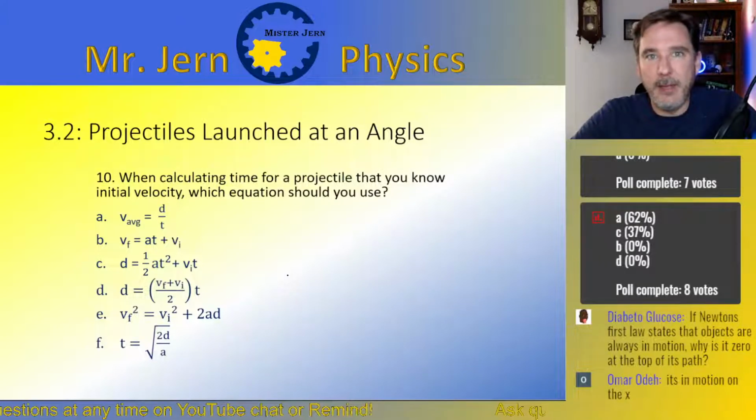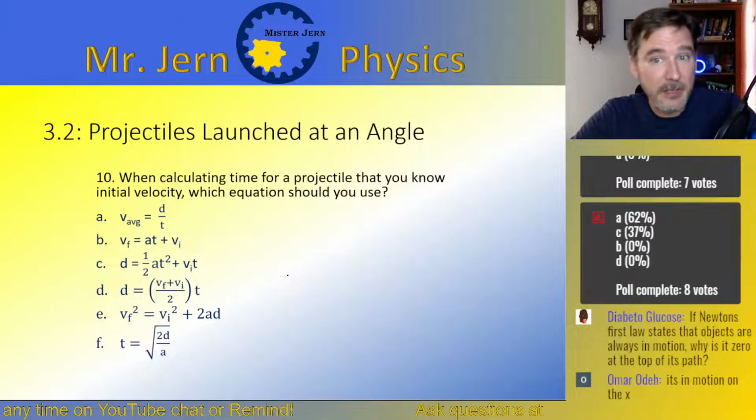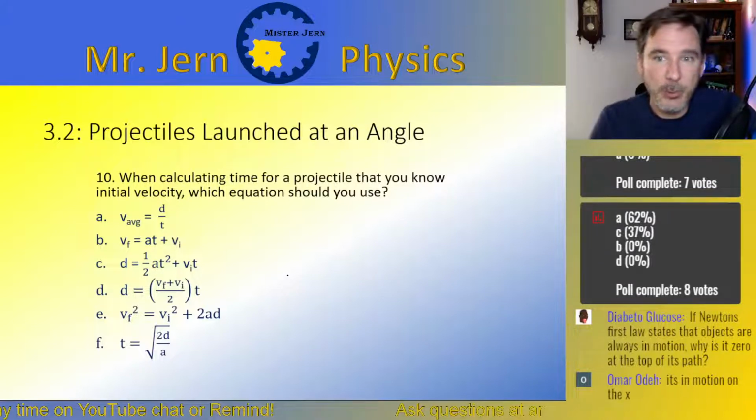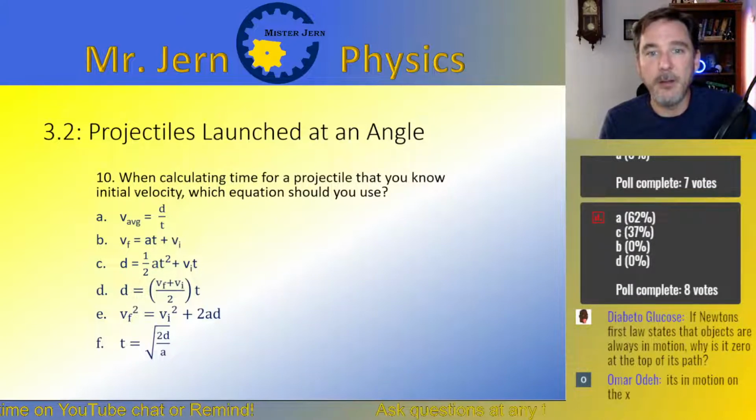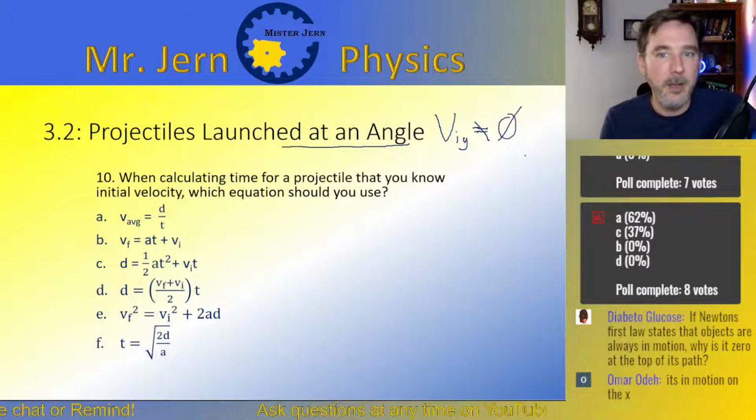This is too much, I can't do this many things. So we're just going to do this, like I said, the old-fashioned way again. When calculating time for a projectile with initial velocity, which equation should you use? And I just want to clarify, we are launched at an angle, okay? Which means that the initial velocity in the y direction does not equal 0, okay? So we can't use that one equation.